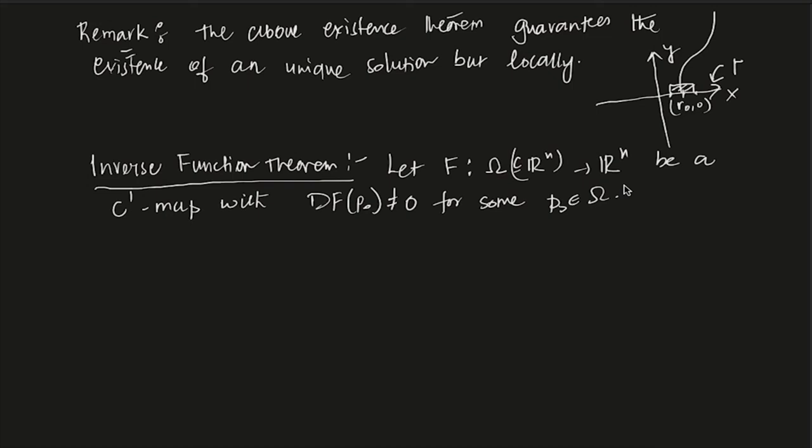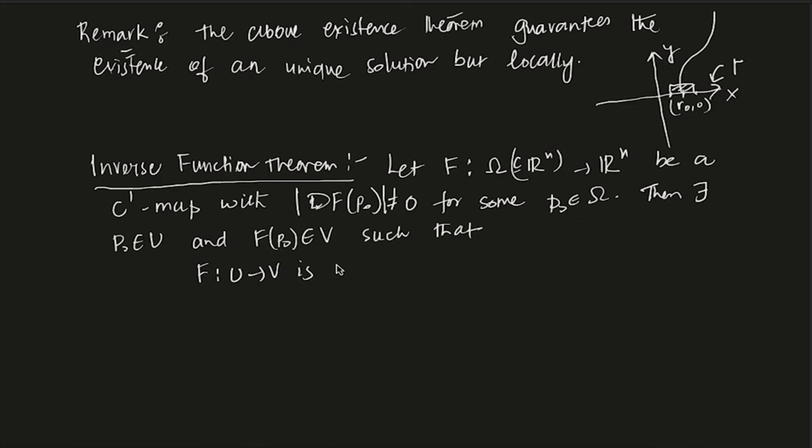What the inverse function theorem says is: if the Jacobian of F, that is, the determinant of the derivative of f at the point p naught, is non-zero for some p naught in omega, then there exists U containing p naught and V containing f of p naught such that f from U to V is bijective and F inverse is in C1.